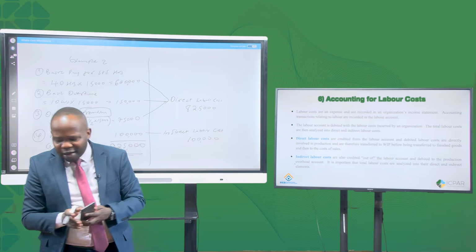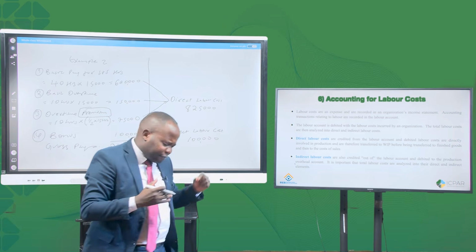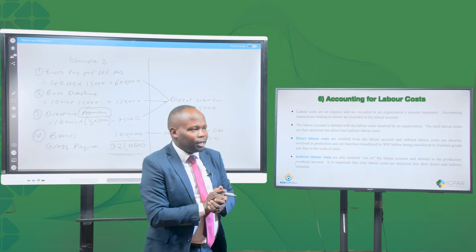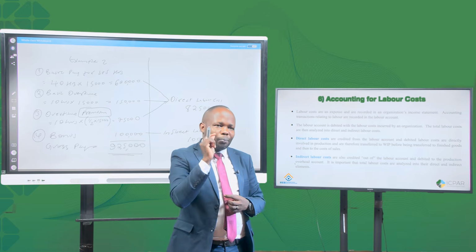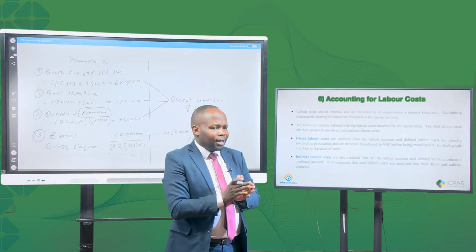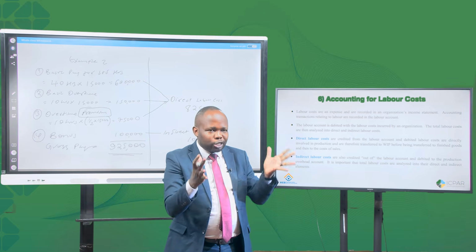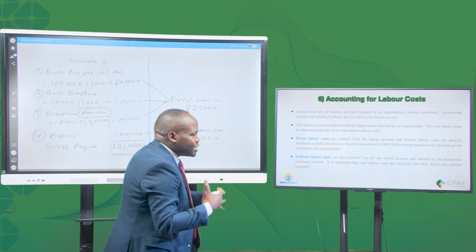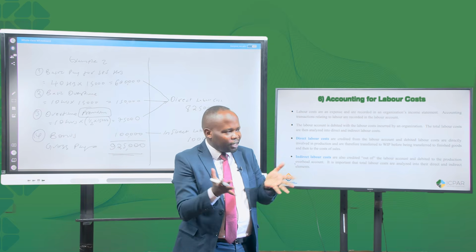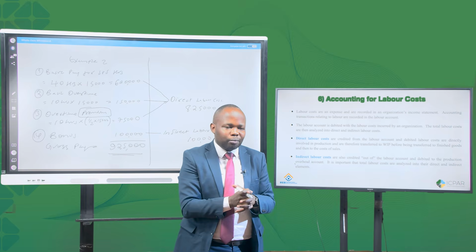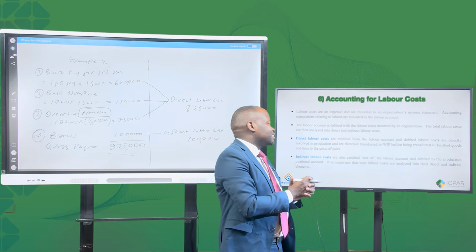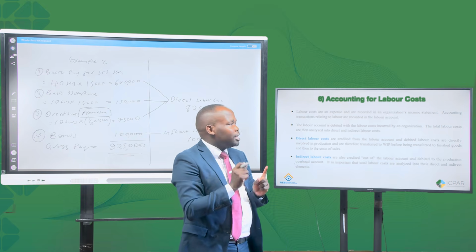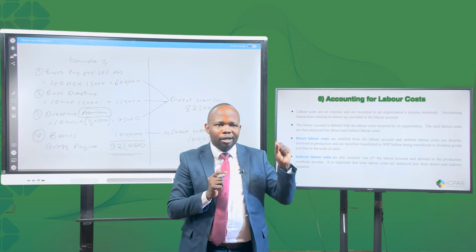Our next item, after looking at classification and overtime, is how we account for labor costs. Let's assume that the total wage bill for all employees within the company is 10 million. If the total wage bill is 10 million, we need to know how to account. To account is to apply the concept of double entry.